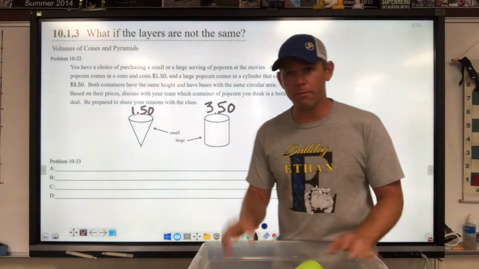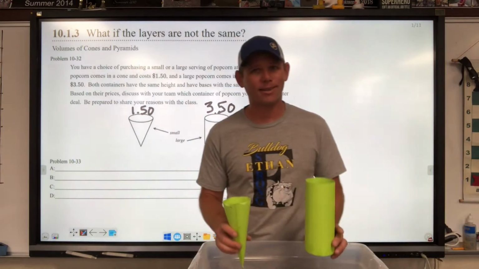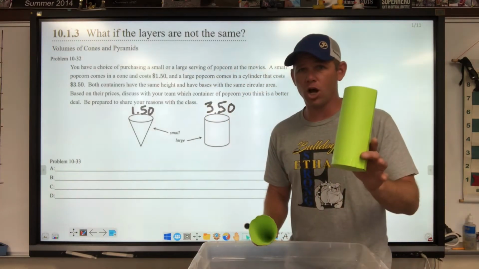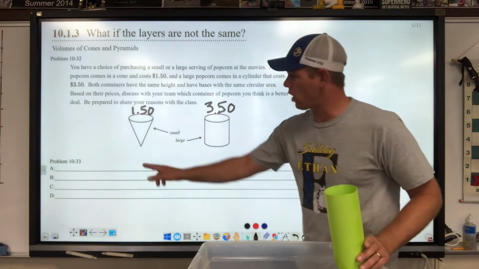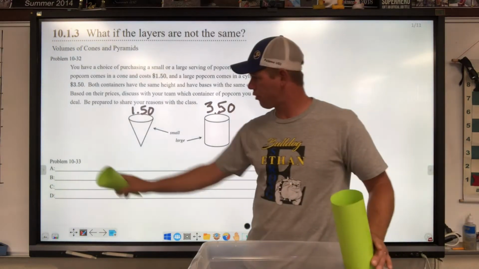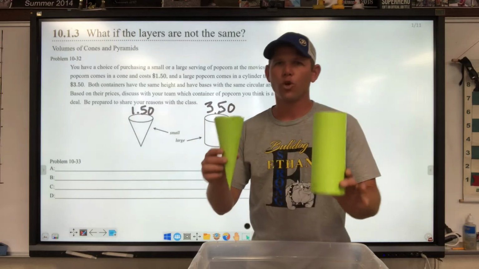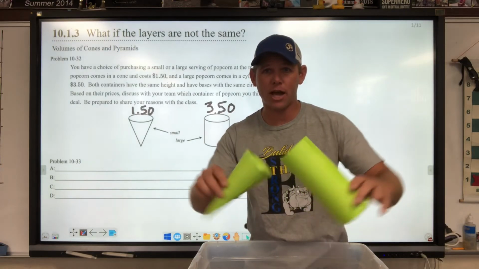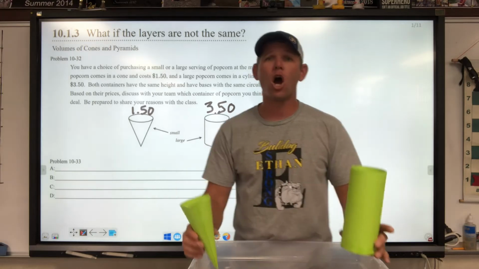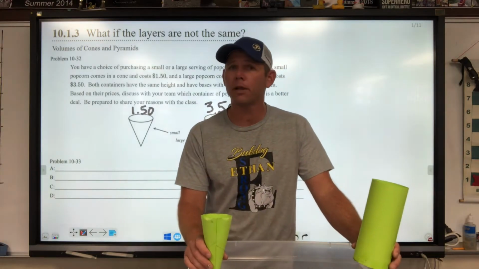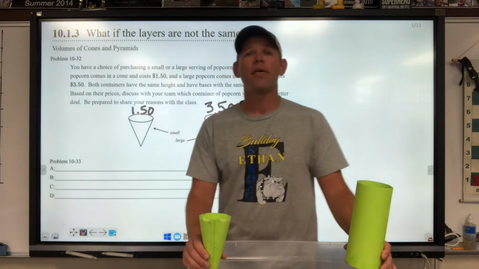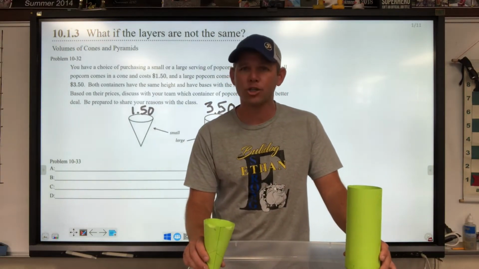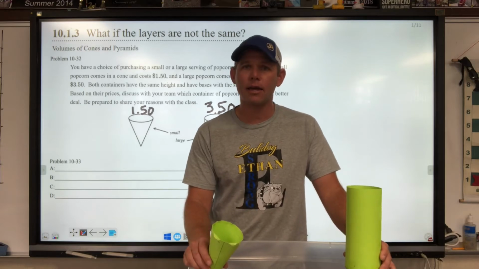Okay, so welcome back. We're going to talk about mathematically which is the better deal. Small for $1.50, large for $3.50. First of all, I want to make a comment in 33A. Remember, in terms of their height, they have a matching height. Their diameters are a matching diameter. So problem letter A, I want you to write, the cylinder and cone have a matching height and diameter.